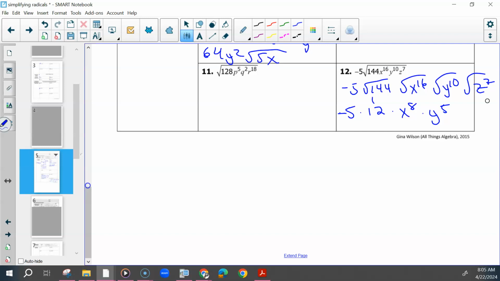I know it's not even, so one's going to be left inside. And then there would be 6 left, but we're still taking the square root of that, so if we break that down, what would that be? So putting that all together, multiply negative 5 and 12, negative 60, x to the 8th, y to the 5th, z to the 3rd, times the square root of z.